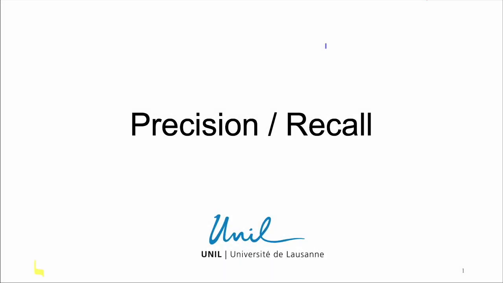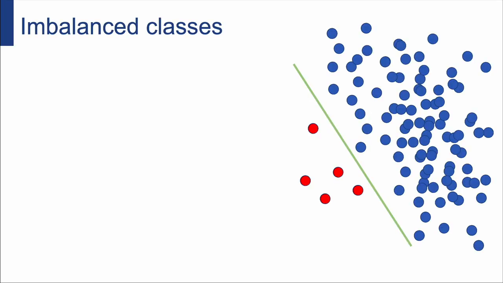Hi everyone, in this video we are going to discuss precision and recall for classification, which are very useful concepts because they can highlight problems when we are dealing with imbalanced classes. When we talk about imbalanced classes, we refer to an over-representation of one class and an under-representation of some other class in both the training and the test set.